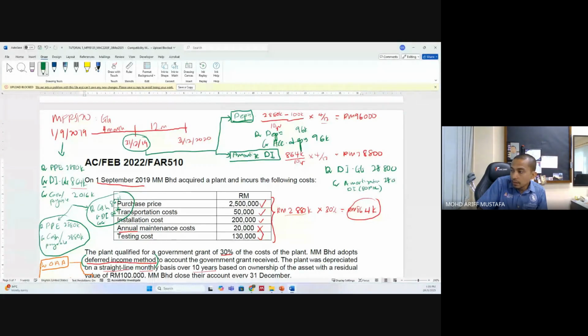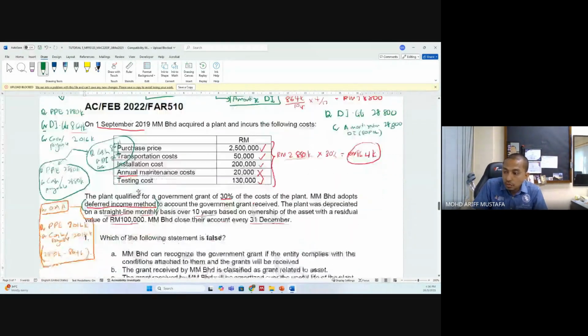28,800. Right, guys? Then the journal entry for 31st December 2019. We have only two: depreciation and amortization of deferred income. If you are following the write-off against asset method, you just need to do depreciation only. No need to amortize deferred income, right? So it is enough for us to answer questions 1, 2, and 3.